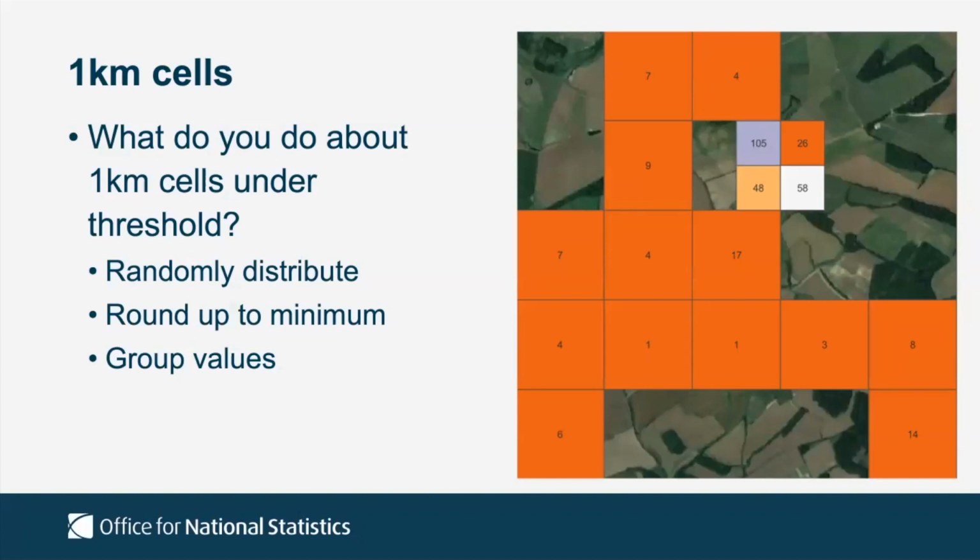We could randomly distribute these small numbers and basically group them somewhere else where they're above threshold. So we could say in that map, for example, that 4 could be added to 105, and that's above threshold. We could round them up to the minimum. So if the minimum was 50, we could put them all up to 50, which is not a good way of doing it, but it's definitely a way you could do it. But obviously then everything will be very much overestimated for these areas, especially in rural areas.